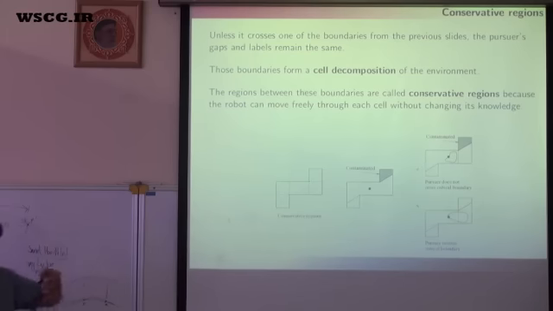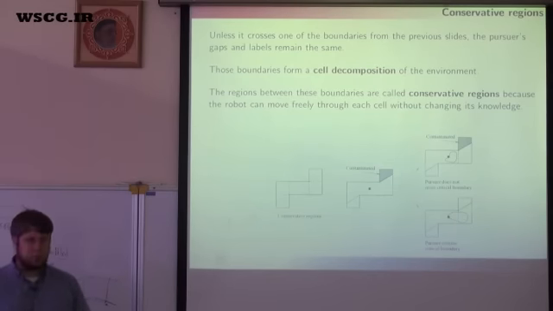So that's the argument for why this decomposition into things that are very much like visibility cells is in some way the right one. It's the minimal set of divisions we can make that gives us this property, where staying within one cell of the decomposition gives us conservative regions.